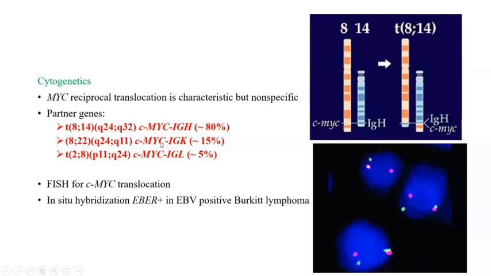And now we also know that they are EBV positive. So EBV can be detected by in situ hybridization. So these are the techniques we use in pathology to subtype the lymphoma.